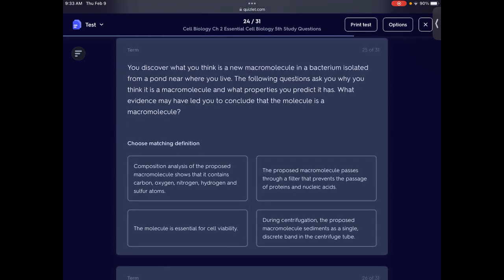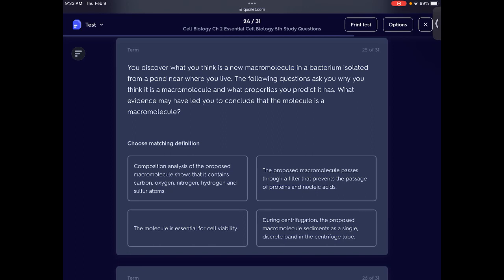There we go. You discover what you think is a new macromolecule in a bacterium isolated from a pond near where you live. The following questions ask you why you think it's a macromolecule and what properties you predict it has. What evidence may have led you to conclude that the molecule is a macromolecule?